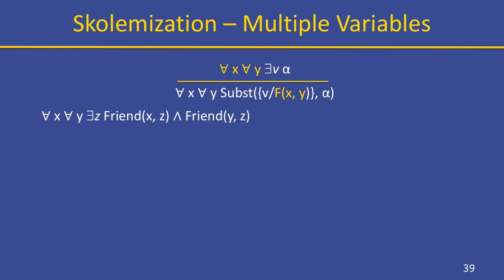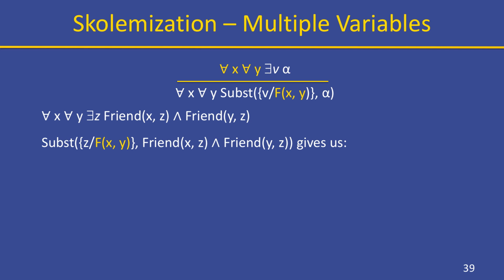Here's an example with two variables. For all x, for all y, there exists z such that friend(x, z) and friend(y, z). So the universally quantified variables are x and y. These are the variables that I'm going to use in my Skolem function. And the existentially quantified variable is z. That's the variable I'm going to replace.